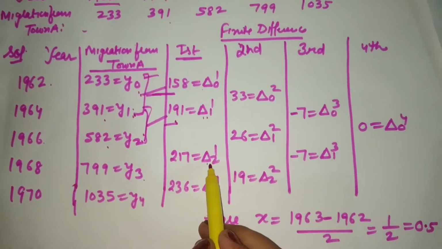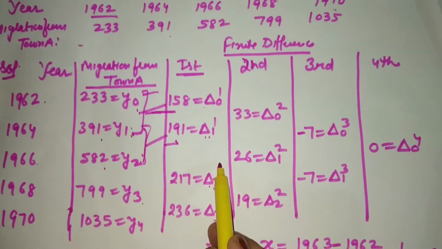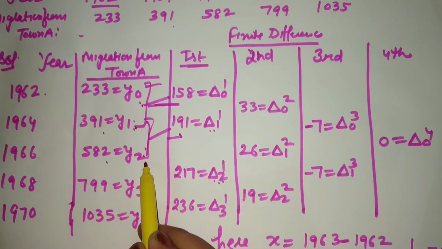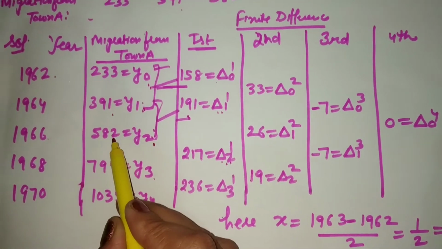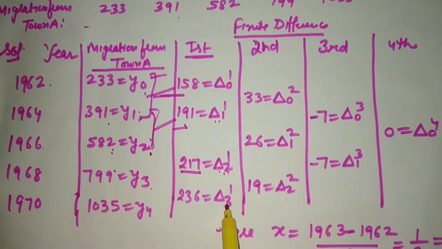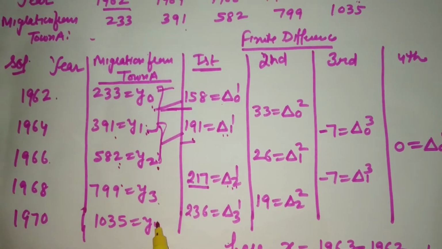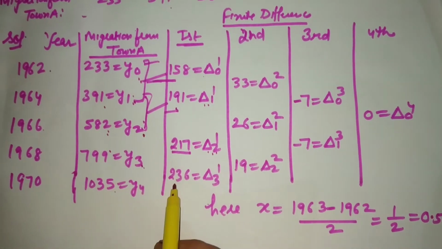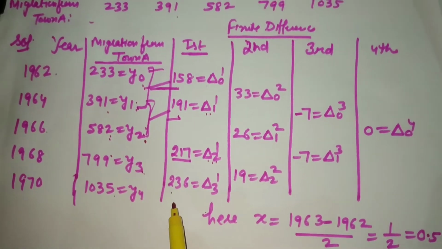The next is Δ2¹. This is y3 minus y2, that means 799 minus 582, I am getting 217. Then Δ3¹, that is y4 minus y3, that means 1035 minus 799, that is 236. These are the first differences.